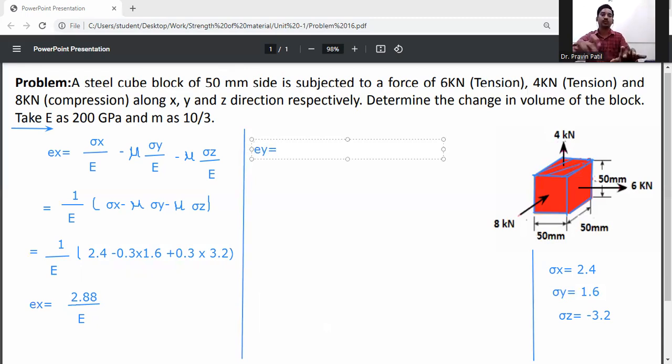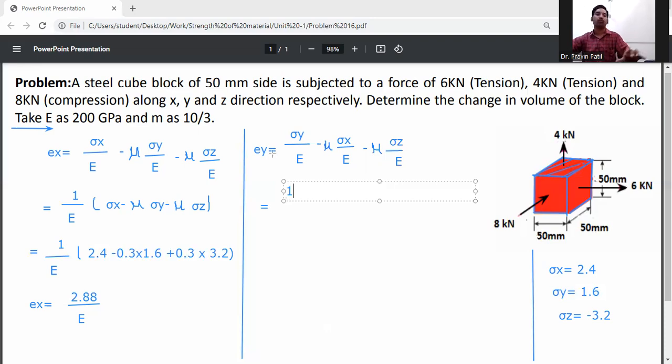Then calculate ey. Write down ey is equal to sigma y divided by E, then minus mu sigma x by E, then minus mu sigma z by E.